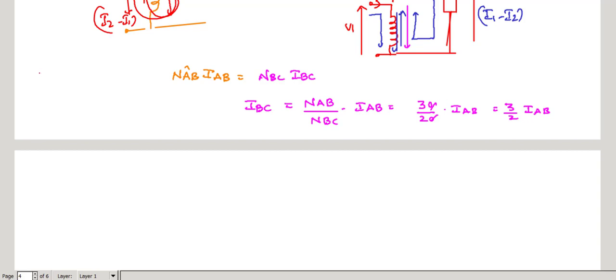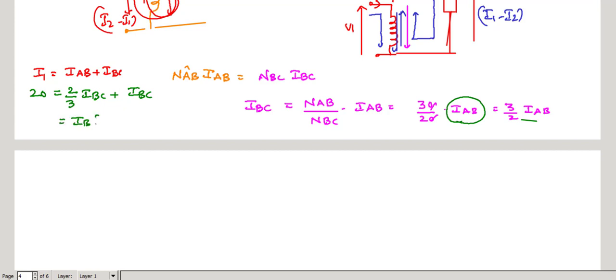And I know from the circuit diagram that I1 equals IAB plus IBC. I1 is 20 amperes. IAB I don't know, so I require the IBC current. So from this, IAB equals 2/3 of IBC. So IAB equals 2/3 of IBC plus IBC, which I can write as IBC into 5 by 3. So IBC equals 12 amperes.